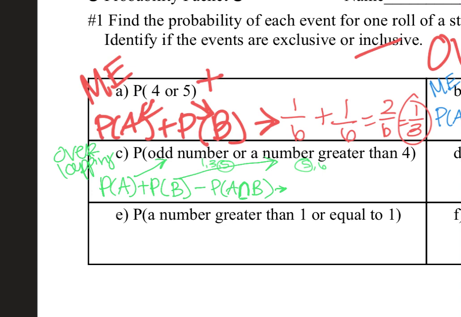So my probability of A, an odd number, is 1, 3, and 5. So I have 3 out of 6 plus probability of B, a number greater than 4, which is 5 and 6. So that is 2 out of 6. And now I'm going to subtract my overlapping. My overlapping was my 5, which is 1 over 6. So 3 plus 2 is 5, 5 minus 1 is 4, and 4 over 6 is equal to 2/3.